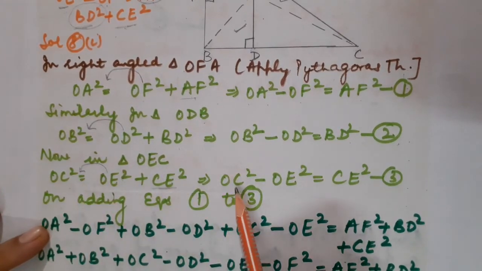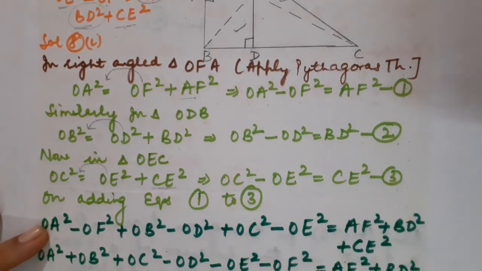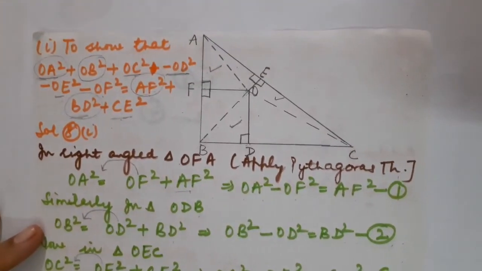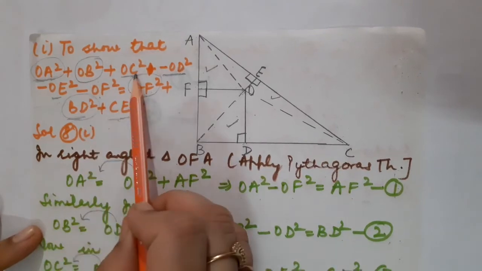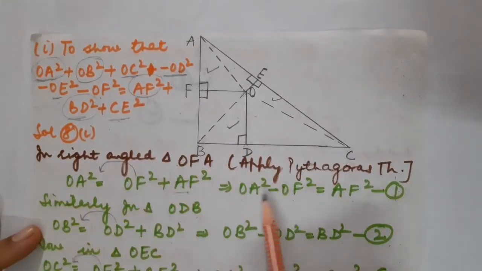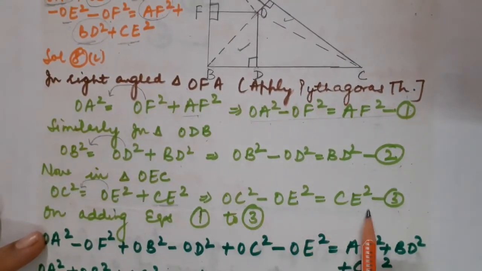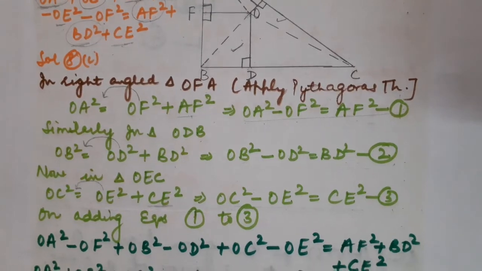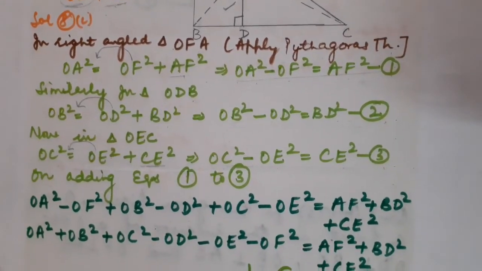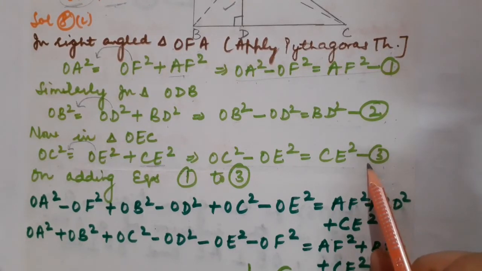It would become OC square minus OE square is equal to CE square. That is equation number 3. Now what is the demand of the question? Here you can see that OA square plus OB square plus OC square means all the three equations must be added so that we can reach the same expression. So let us add equation 1 to 3. Got it?